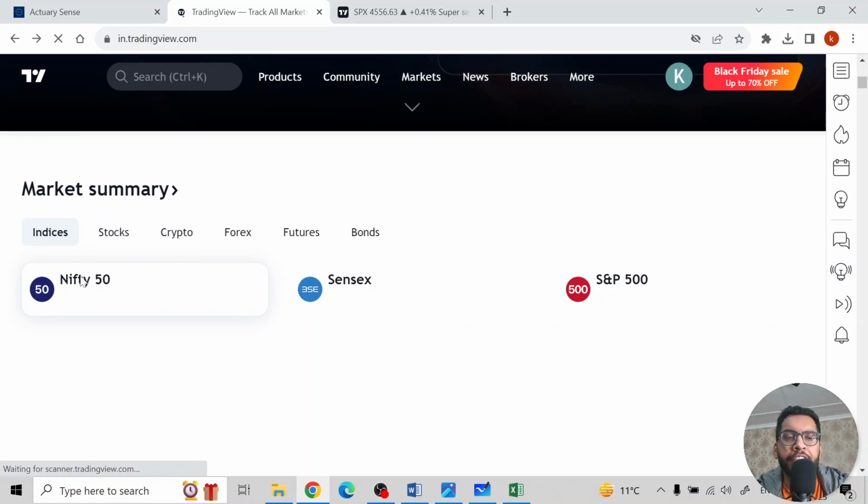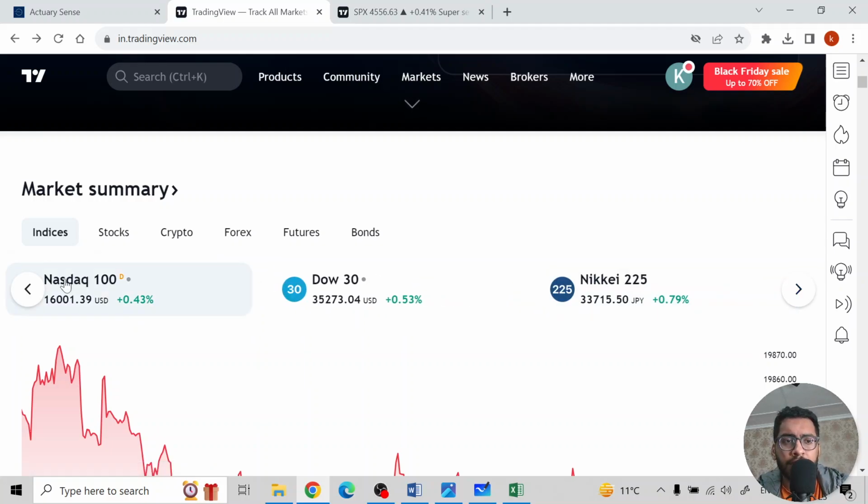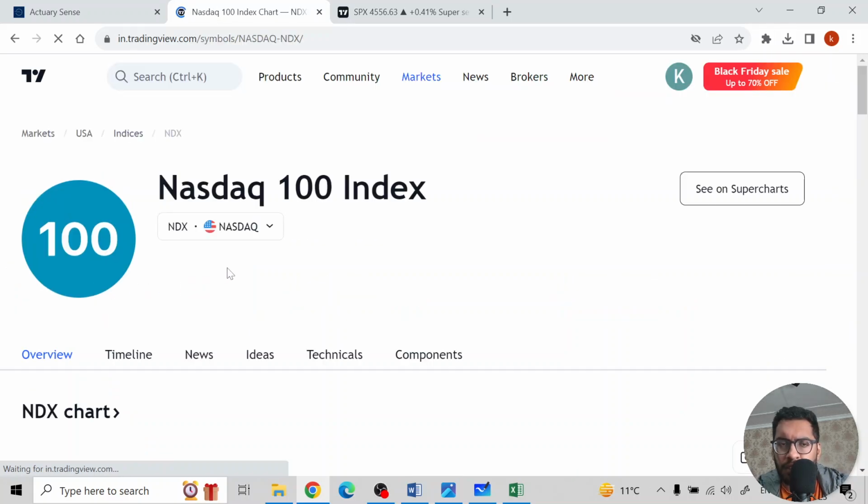This is Nifty 50. It consists of 50 stocks which represent the Indian economy. Sensex, it contains I think 30 stocks. This is S&P 500. It contains a basket of 500 stocks. Then this is Nasdaq 100. Okay, I think that is it. I'm not sure, but I think this Nasdaq is related to technology stocks.